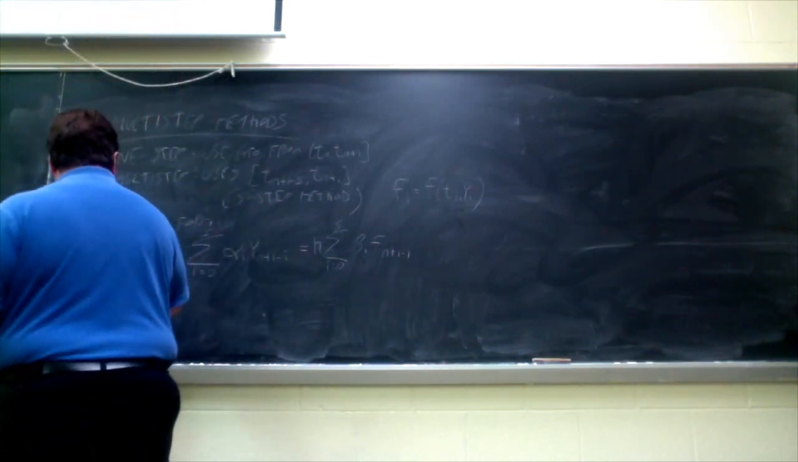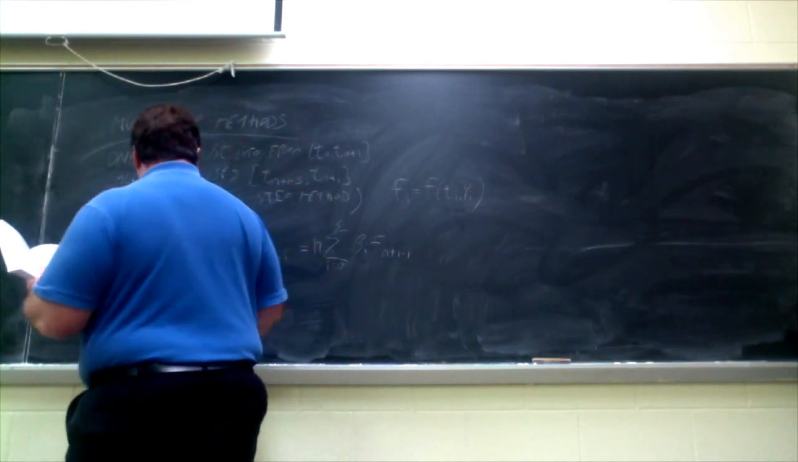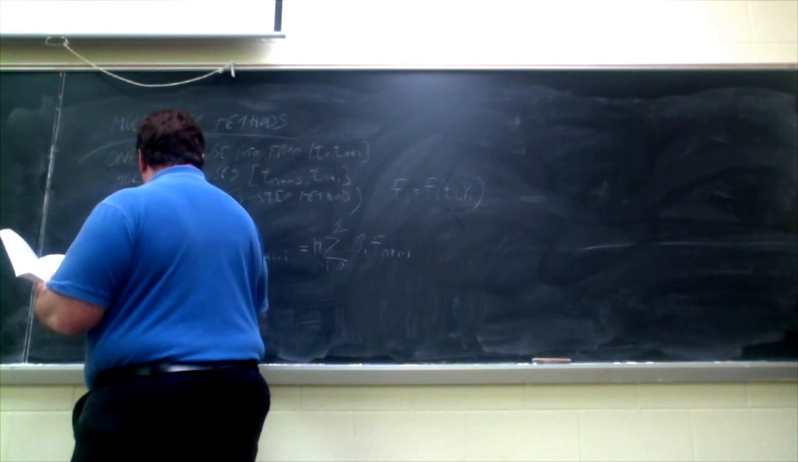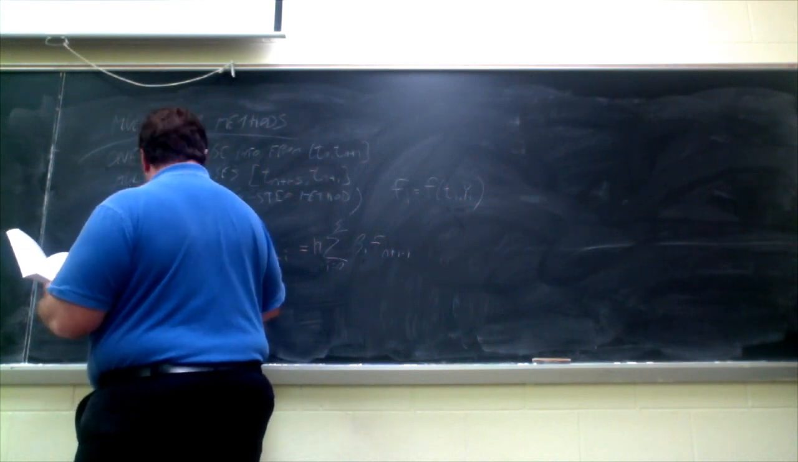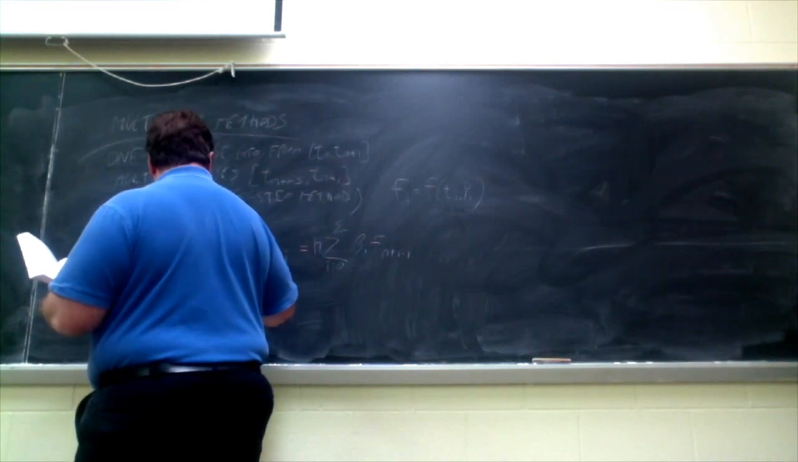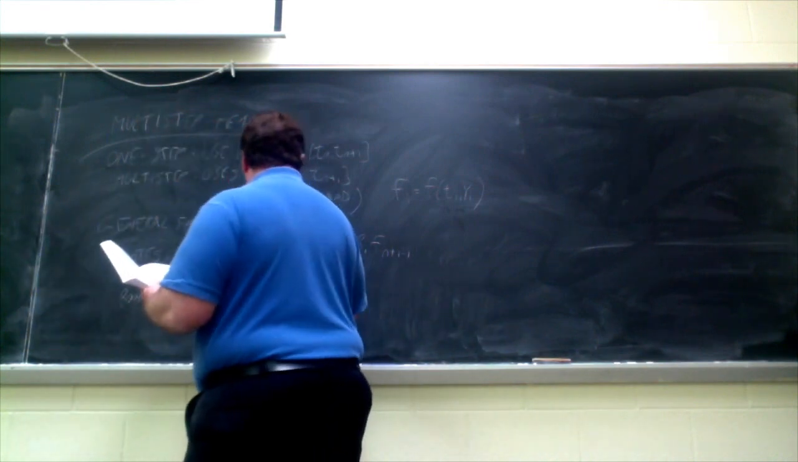So in the book, I'll try to make it as similar as possible. For instance, they use the index j, but I'll use i. So the sum from i equals 0 to s of alpha i y n plus i equals h.